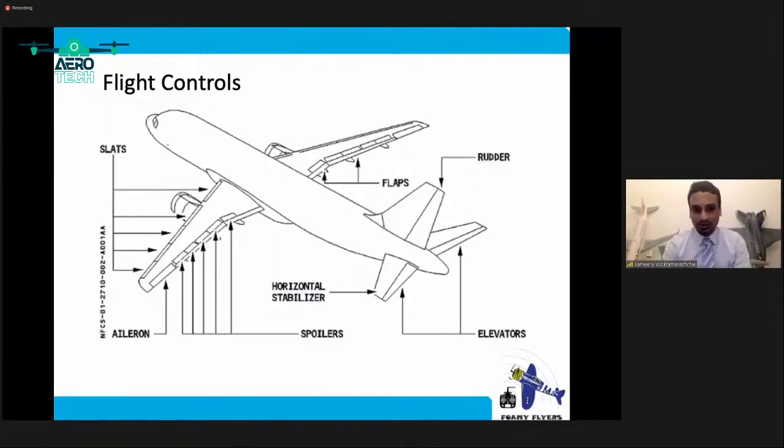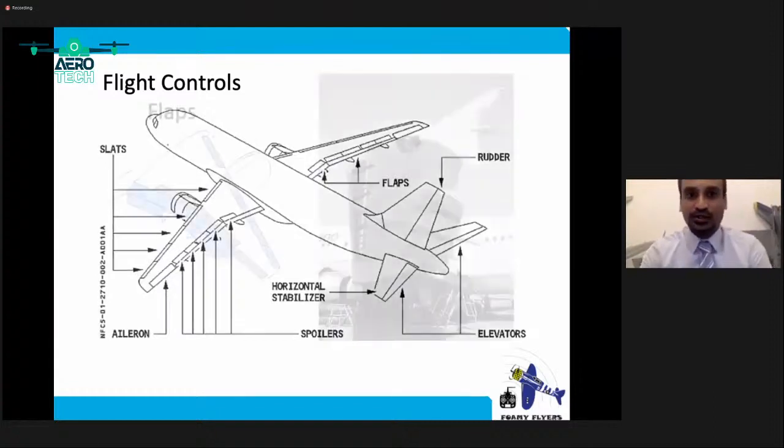And you also have something called spoilers. Spoilers, as the name implies, spoil the air moving on top of the wing. They are located on top of the wing, and when deployed, they spoil the airflow, which means the lift is reduced on that particular side, or normally both sides. They are used to slow down an aircraft, or sometimes even to turn the aircraft left or right as well.